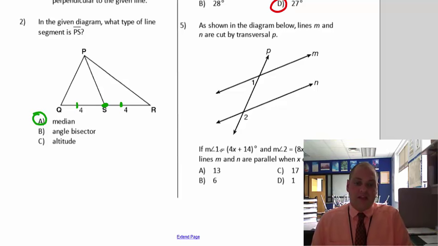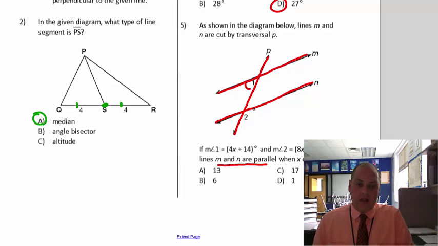As shown in the diagram below, lines M and N are cut by a transversal P. So in order for lines M and N to be parallel, because they didn't say they're parallel, but in order for them to be parallel and cut by a transversal, what do we know about angle 1 and angle 2? Well, they are not equal. See how small angle 1 is and see how big angle 2 is? Angle 1 would equal this angle, so let me call this angle 3.